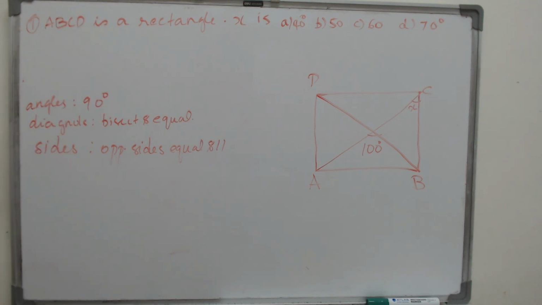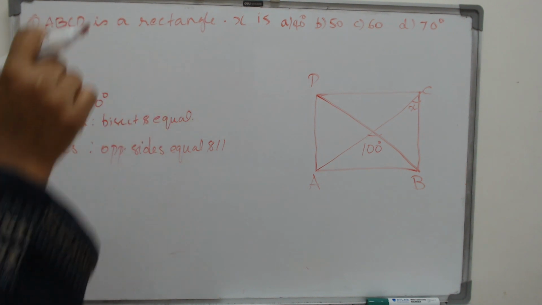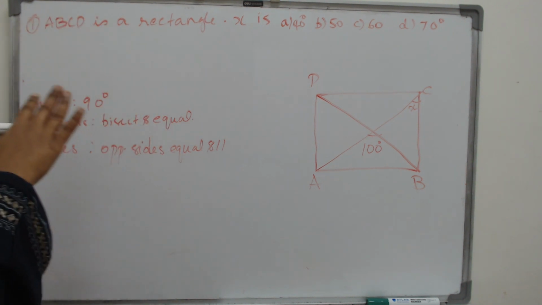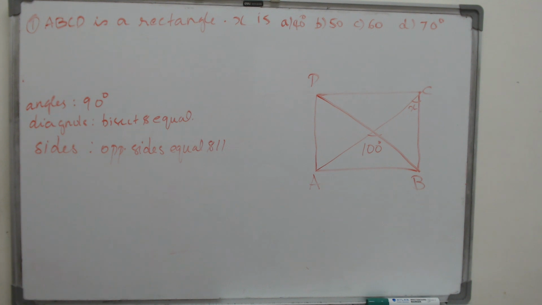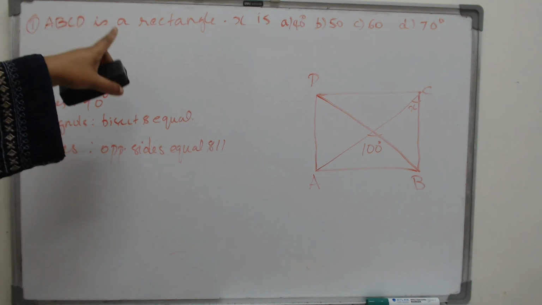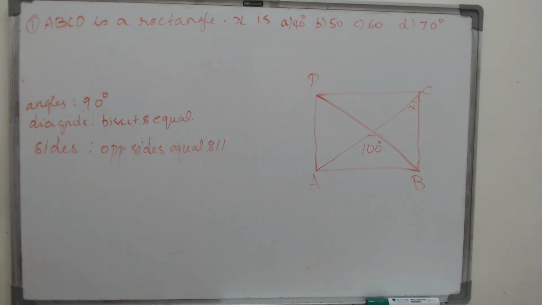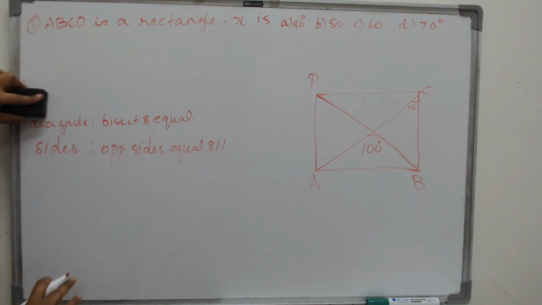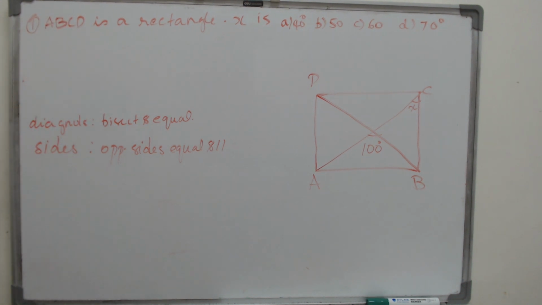Whenever you are given a specific kind of quadrilateral, a rectangle or a parallelogram or a trapezium, you need to know the properties of three things: its angles, its diagonals and its sides. Whenever you start with a question, suppose it is a parallelogram, you should know what is special about its angles, its diagonals and its sides. So here what do you have? You have a rectangle. What do you know about its angles? All the angles are 90 degrees.